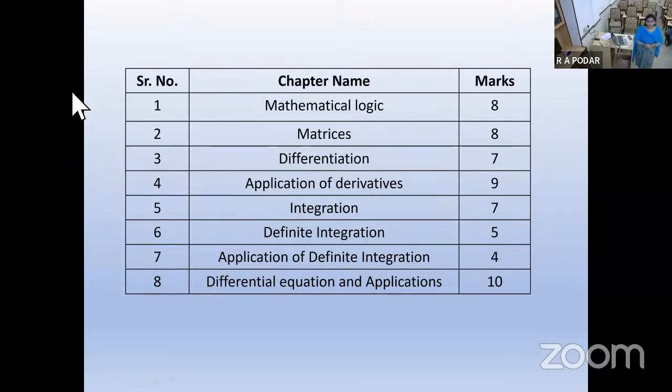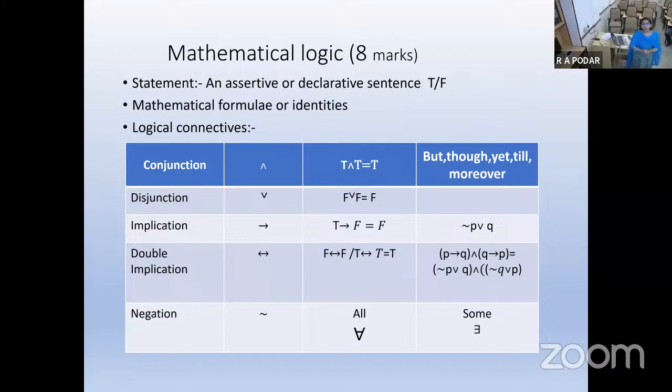In maths 1, there are total 8 chapters. That marking I have given here. As we discuss each chapter, we will see that marking again. First chapter is related to mathematical logic. In mathematical logic, the questions are related to statements, where we write the true or false value. These questions will come for 2 or 3 marks in our question paper.